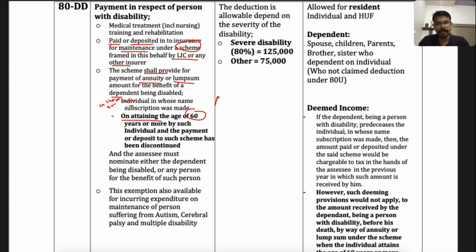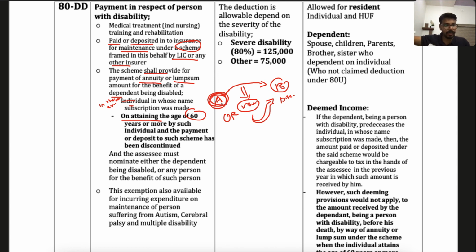See, what they're saying is, Mr. A and Mr. B. Mr. B is a person with a disability, right? So Mr. A has taken an insurance for the benefit of Mr. B. So this insurance scheme shall provide for payment to Mr. B on what event? On the death of Mr. A. That was the earlier provision. If Mr. A dies, then the insurance company shall pay the amount to Mr. B. The scheme shall provide like that. Or now they're saying, the death one is still there, or Mr. A attaining the age of 60 and the contribution to this insurance scheme has been stopped.